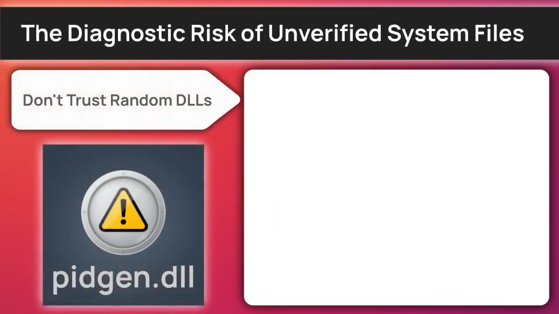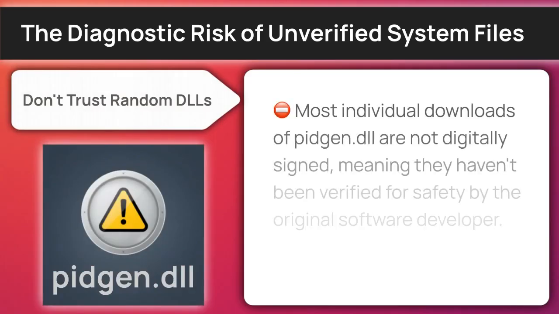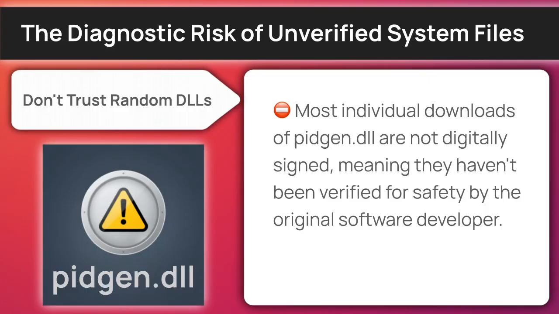To ensure long-term stability, we should review the safety risks associated with unverified file sources. The version of Pidgen library DLL found on most download sites is often compiled for different hardware, which can cause your CPU to work harder or crash.